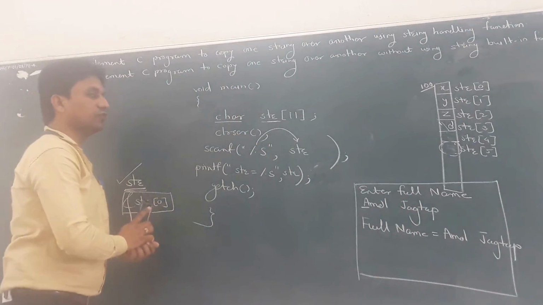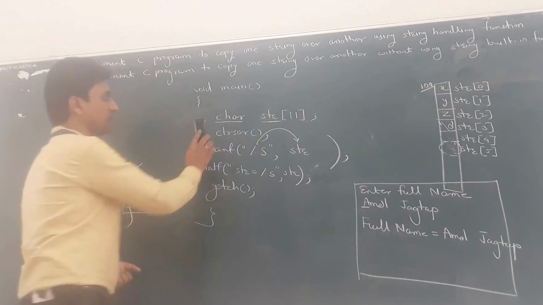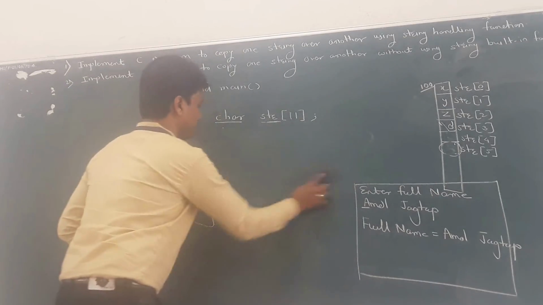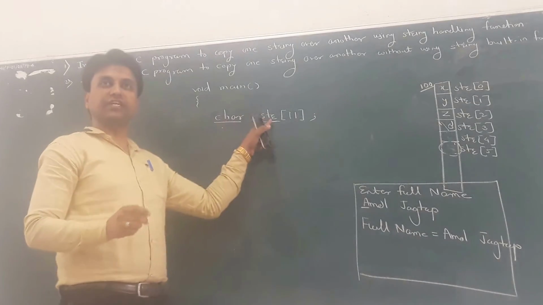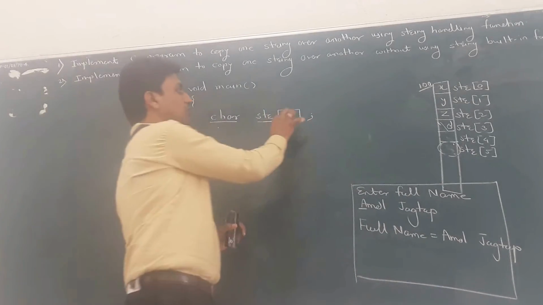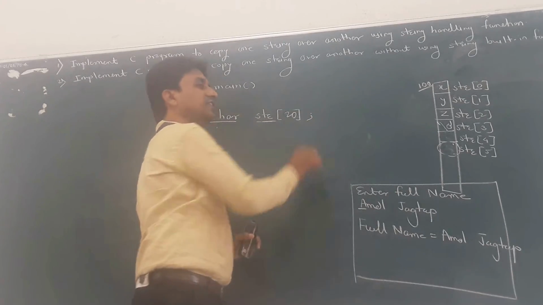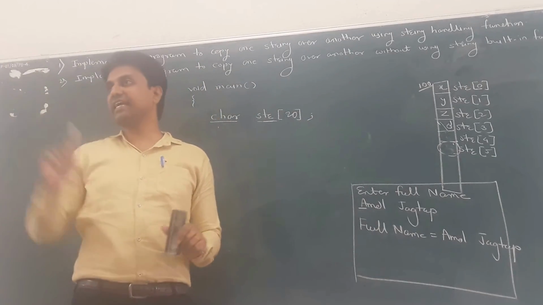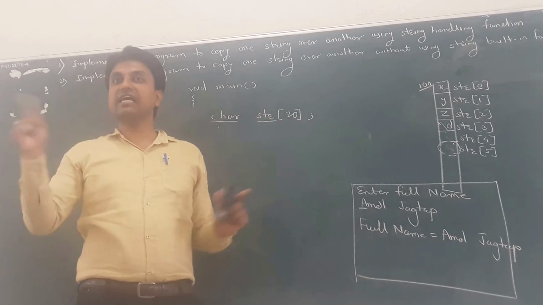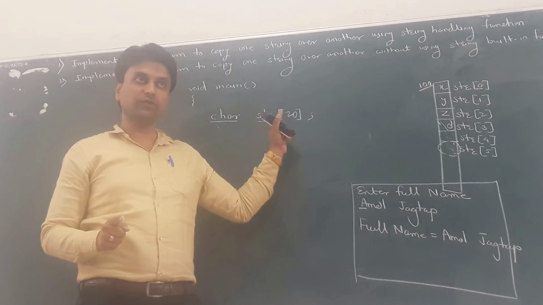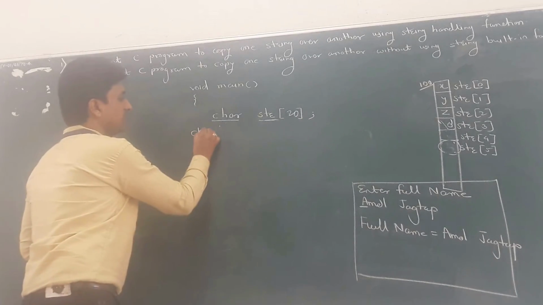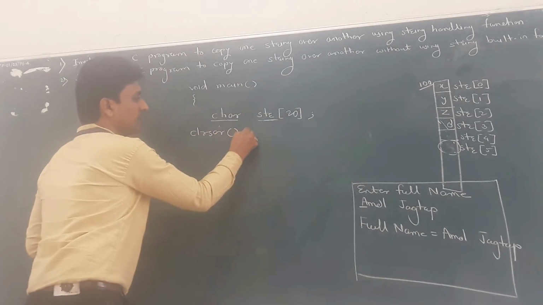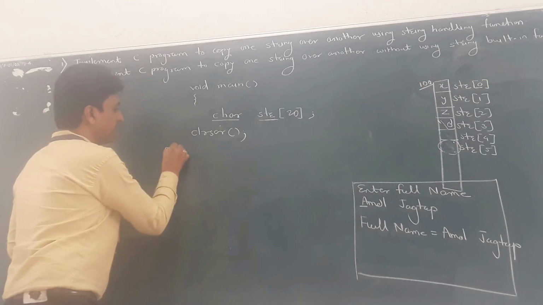But if I use the scanf function, so what is the problem? Write the program. First is a string, suppose the size of the string is 20. That means we can store 19 characters into the string and the last character is \0. Maximum 20 characters with \0. Okay, next clear screen. After that printf.